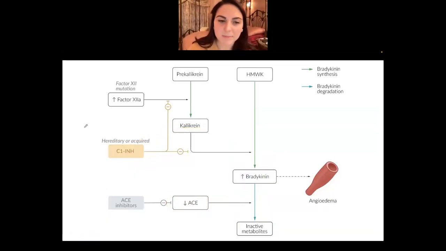It's confusing because of the names. It's really like the inhibitor, and then the inhibitor is inhibiting the breakdown. It's very confusing.